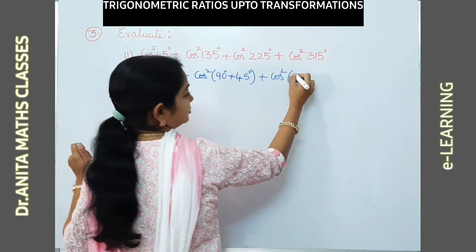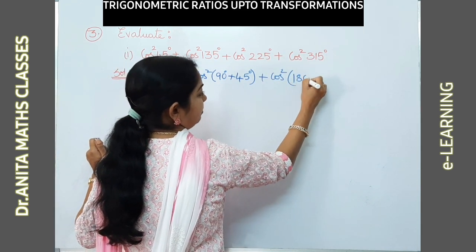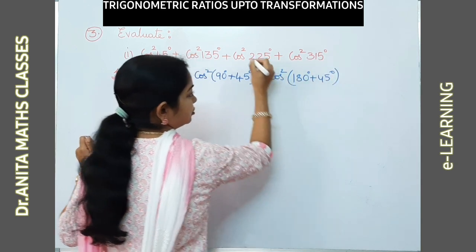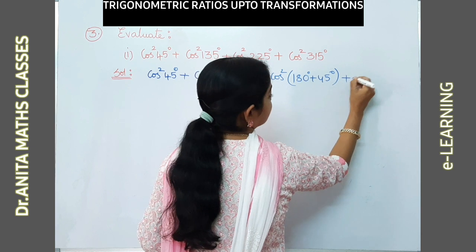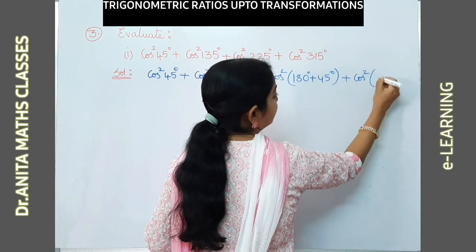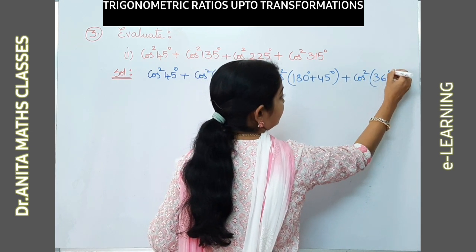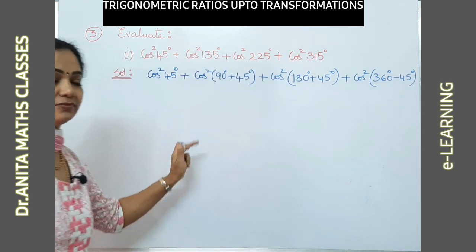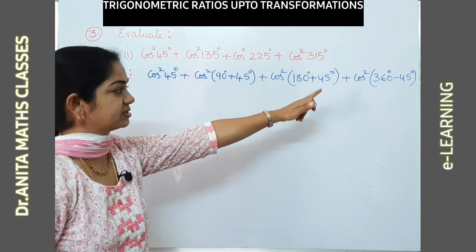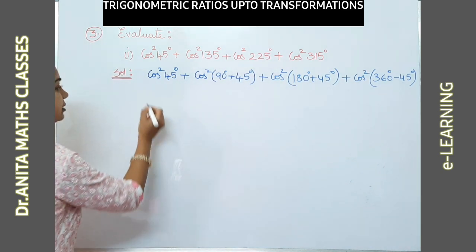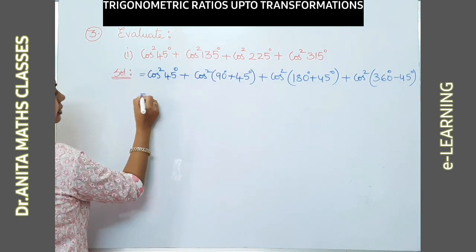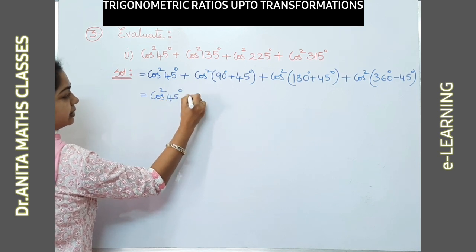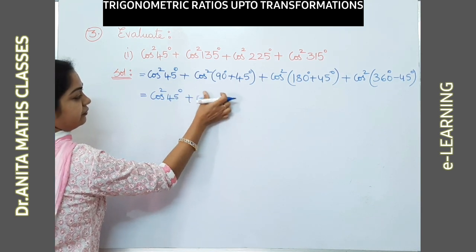Cos square 225, if you take 180 plus 45, that comes to 225, plus cos square of 360 minus 45. So 180 plus 45, 360 minus 45. Now here we can write it as cos square 45 degrees plus cos square.